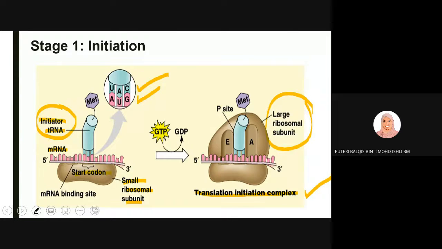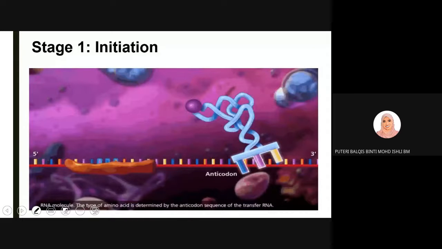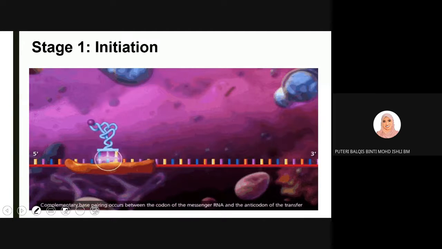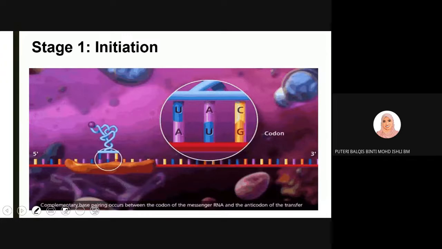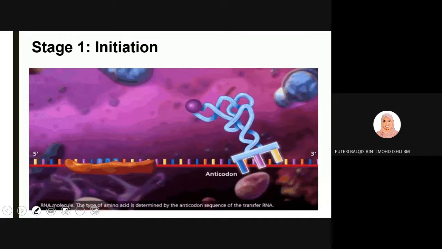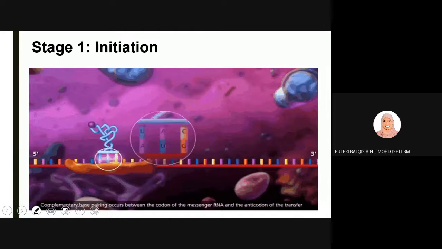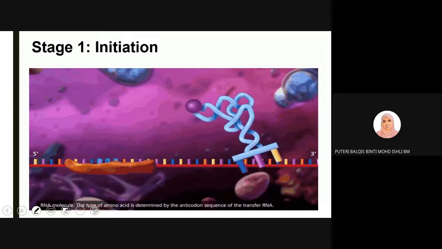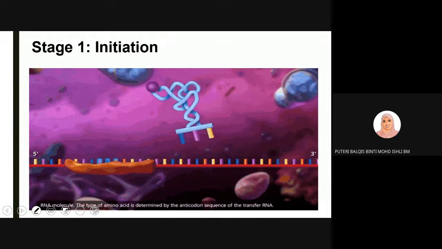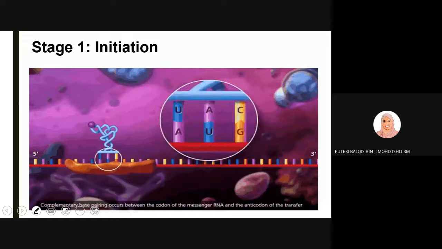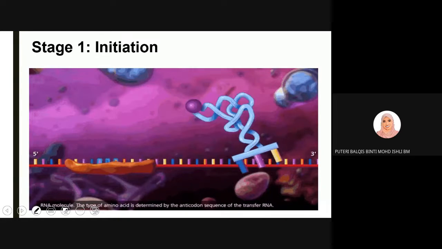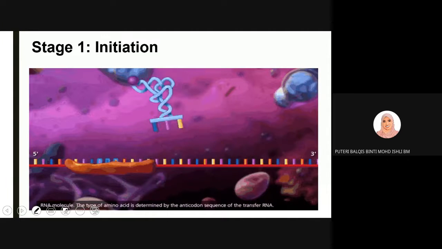Okay, so kalau kita tengok GIF ni, you can see that there is initiator tRNA. That initiator tRNA will bind to the start codon, AUG. Lepas dia bind, barulah large ribosomal subunit datang. Selagi initiator tRNA tak datang, large ribosomal subunit tak akan datang. Okay, so that is initiation.